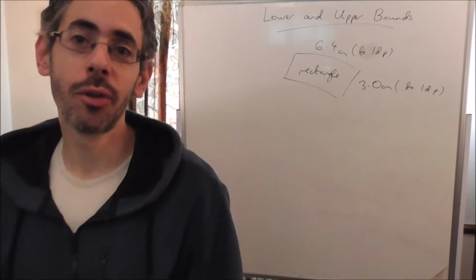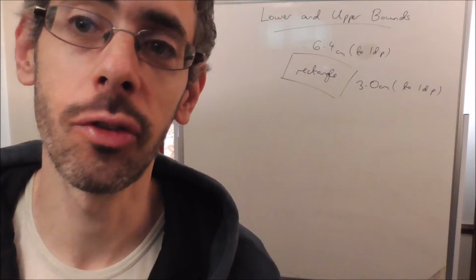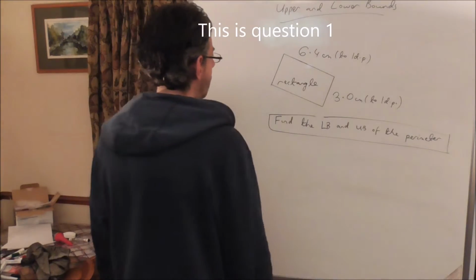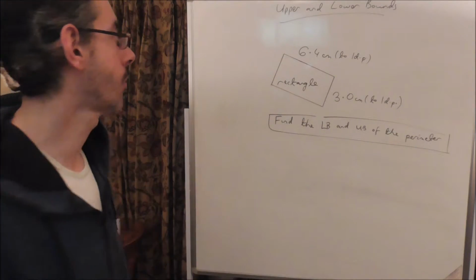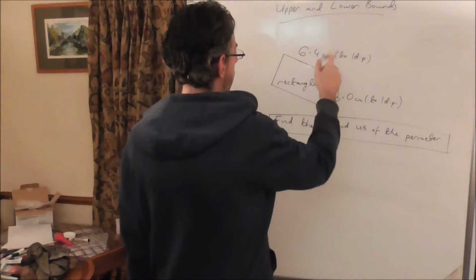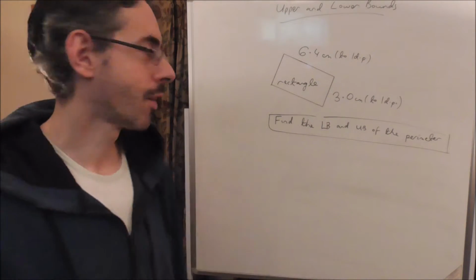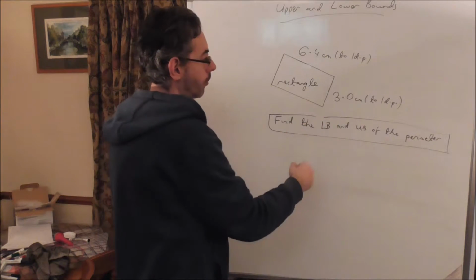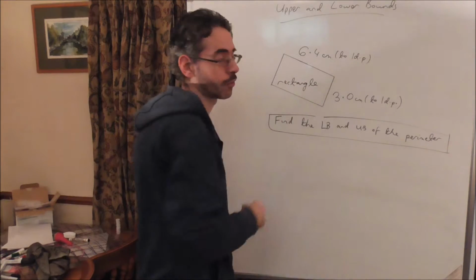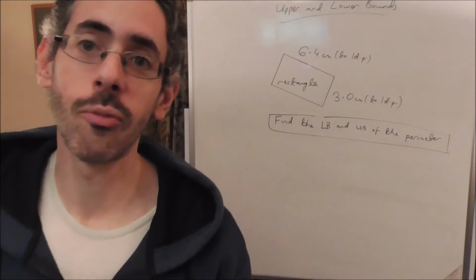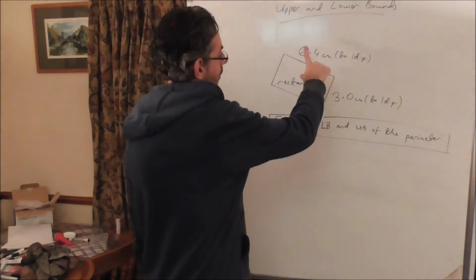Right, so now I'm going to do a few different styles of questions on upper and lower bounds. I think I'm going to do 4 questions. So there's a rectangle that's been drawn, and imagine that the sides have been measured, and this side is 6.4 centimetres to 1 decimal place, and this side is 3.0 centimetres also to 1 decimal place. And the question says find the lower bound and the upper bound of the perimeter of the rectangle. Remember, the perimeter is just the distance around the outside. So it's asking us to find the range of possible values of the perimeter, given that these are rounded values, and they're not exact.